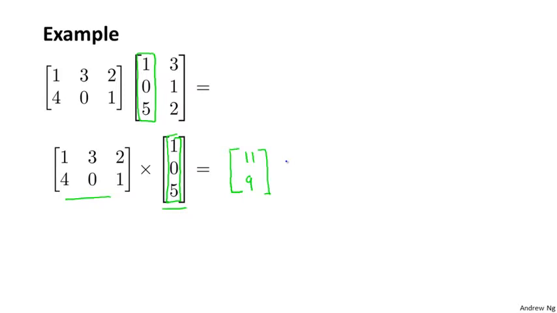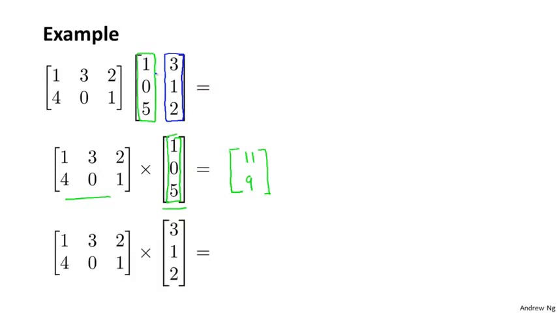And then the second thing I'm going to do is pull out the second column of the matrix on the right, and take the matrix on the left and multiply it by that second column. Again, this is a matrix vector multiplication step, which you saw in the previous video, and if you multiply this matrix and this vector, you get 10, 14. By the way, if you want to practice your matrix vector multiplication, feel free to pause the video and check this product yourself.